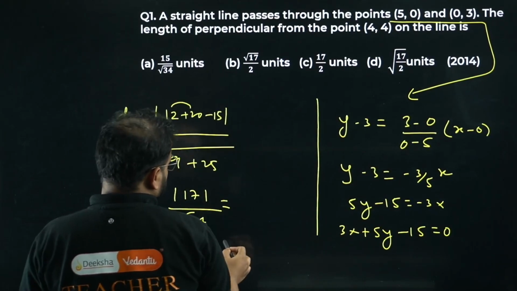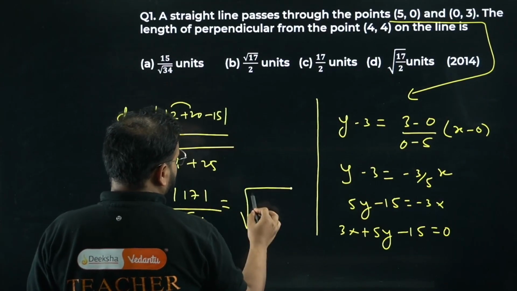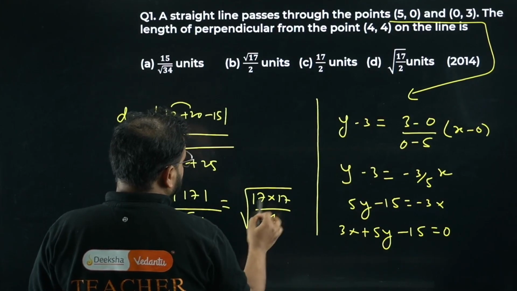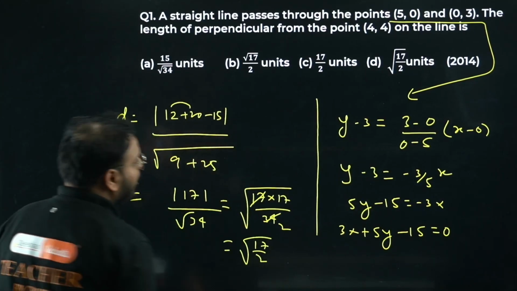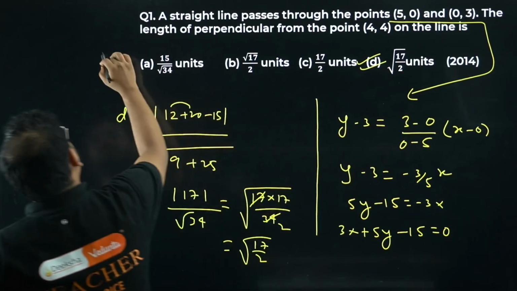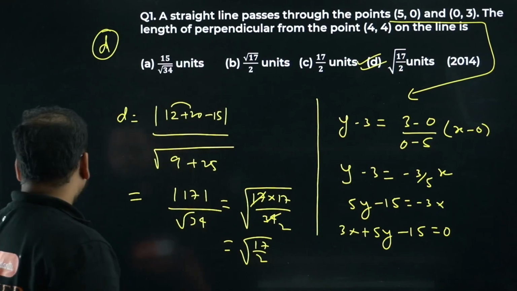I can write this as 17 into 17 by 34, under the root. I get 17 2s are 34, so the answer is 17 by 2. Option is D. Please check, question number 1 is done. Question number 2 now.